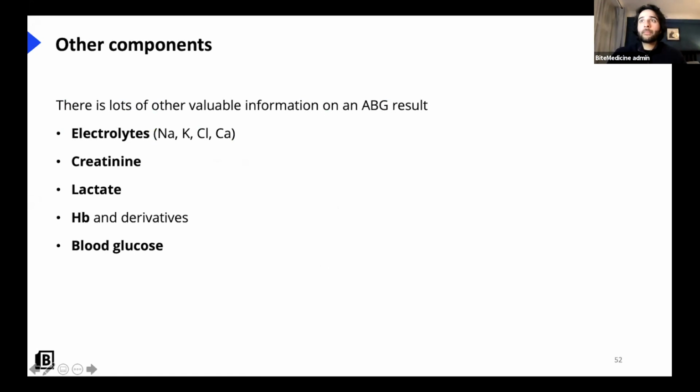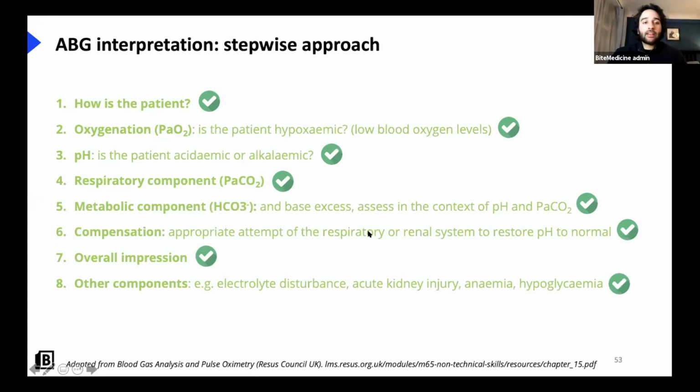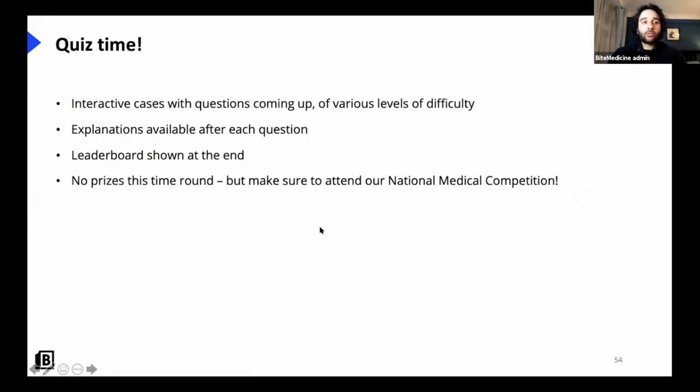Okay. So let's have a look at our quiz. The quiz is basically just going to be working through a few cases of various levels of difficulty with arterial blood gases. I'll give you a brief explanation after each question, and there'll be a leaderboard at the end to tie it all up. It's just a bit of fun. There's no competition, there's no prizes. But obviously there will be prizes at the future competition.